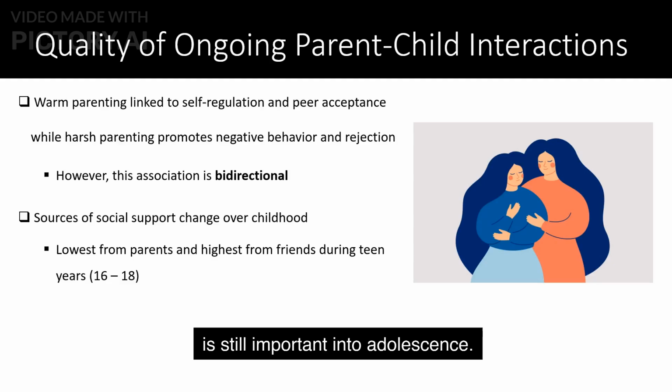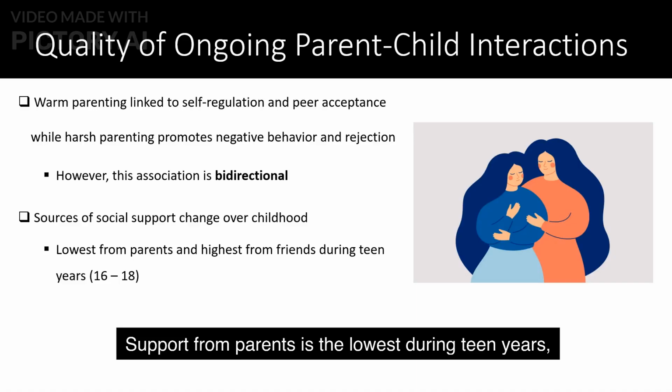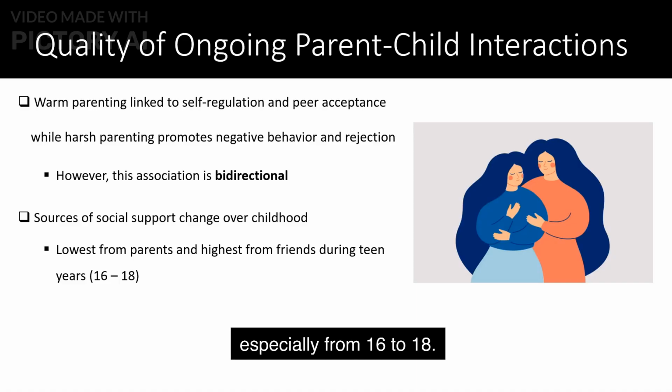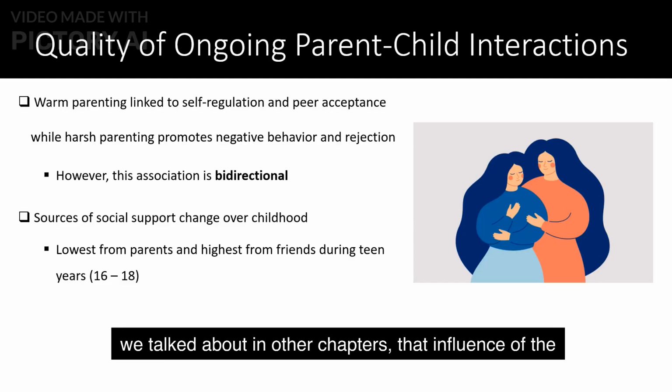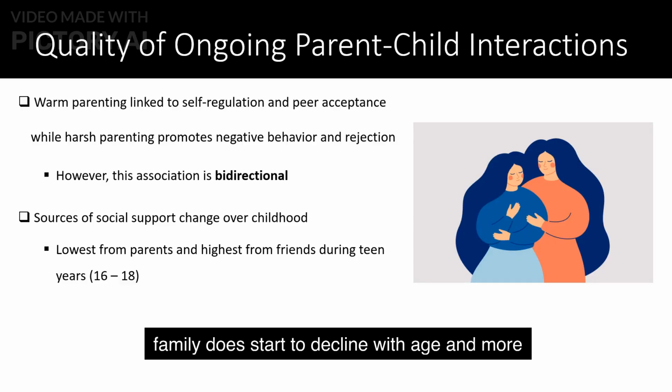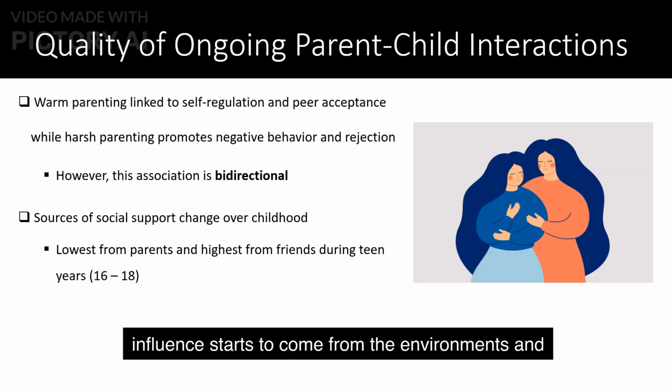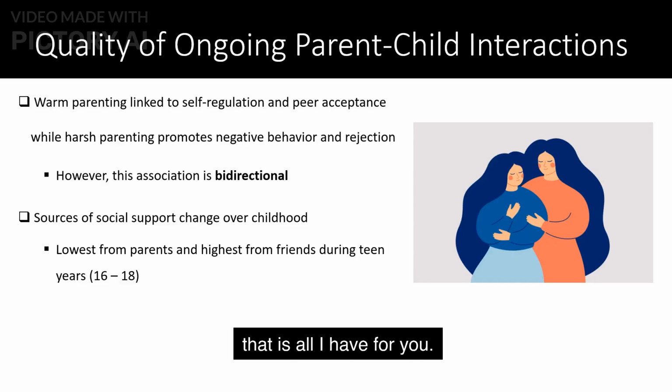changes over childhood. While monitoring is still important into adolescence, support from parents is the lowest during teen years, especially from 16 to 18. During this time, support comes from friends. And like we talked about in other chapters, the influence of the family does start to decline with age, and more influence starts to come from the environment.